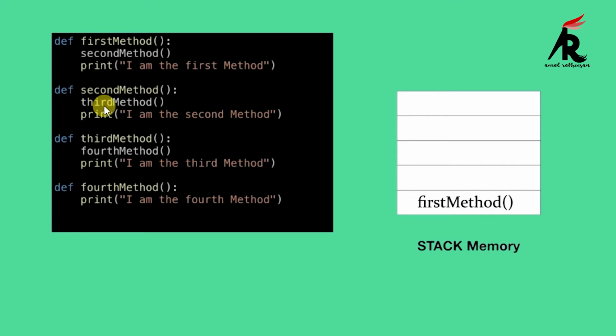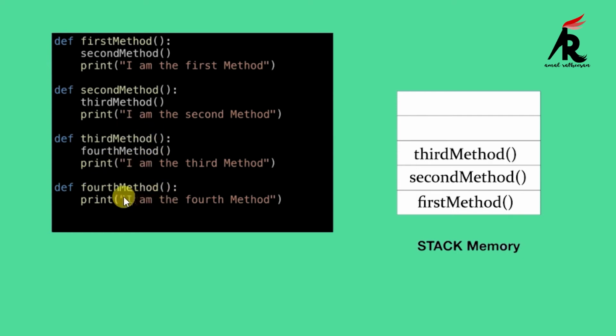In the second method we have the third method, so we must know where we came from. We'll add the second method to the stack memory, then go to the third method. The first line goes to the fourth method, so before that add the third method into stack memory.